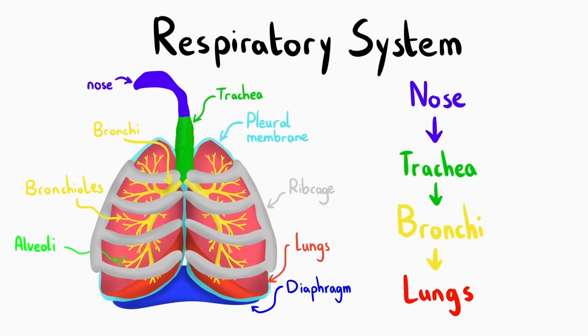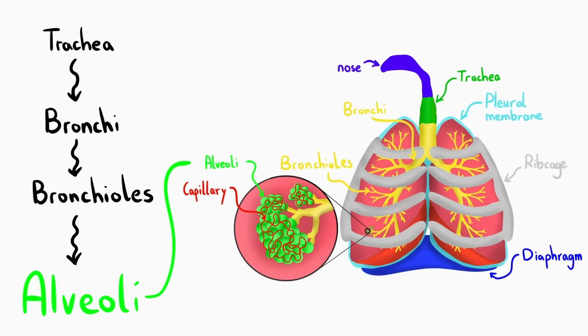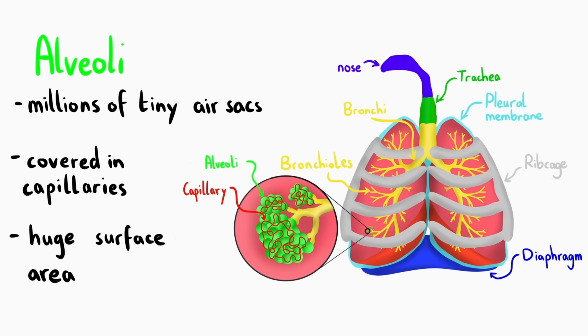The trachea then splits into two tubes called bronchi, one leading to each lung. Inside the lungs, the bronchi continue to branch into progressively smaller tubes called bronchioles, similar to how a tree branches into smaller and smaller limbs. These bronchioles eventually end at tiny air sacs called alveoli. Alveoli are where the actual gas exchange takes place.